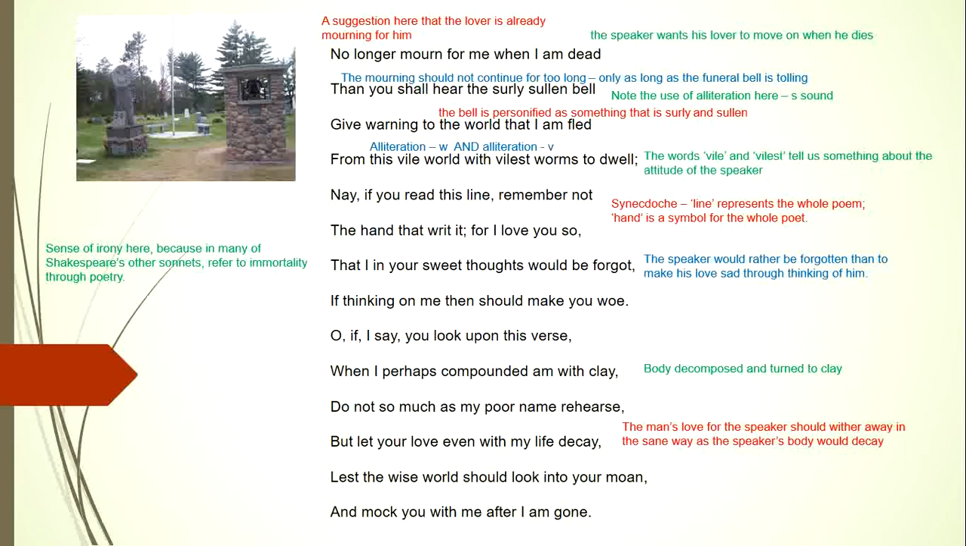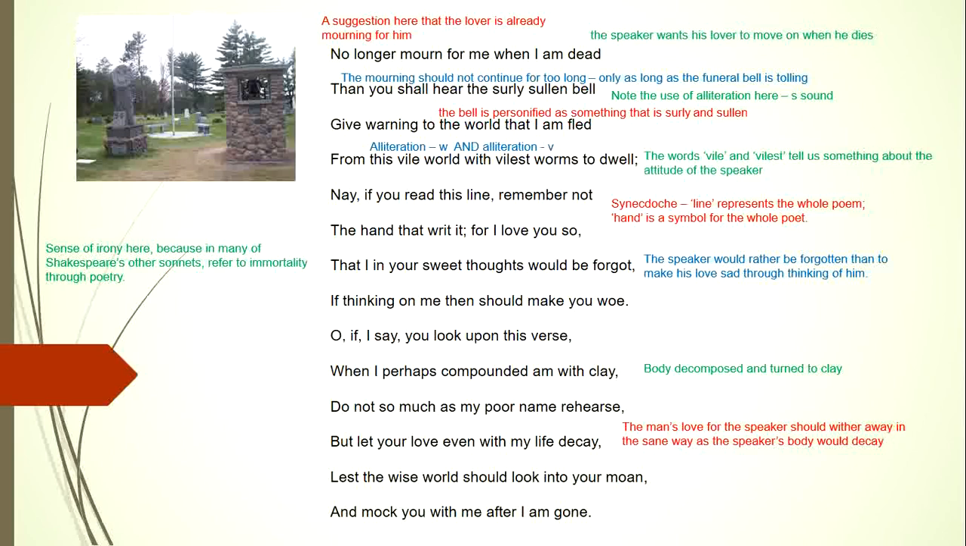In other words, in the same way as a speaker's life and body would decay in the ground, would eventually become compounded with clay, so must his love be. It must decay and degrade. And of course, this links nicely into that first quatrain where the speaker says, don't mourn for me longer than it would take the bells at my funeral to toll.